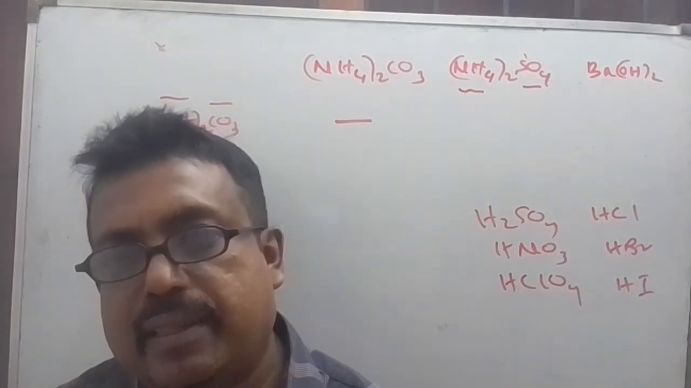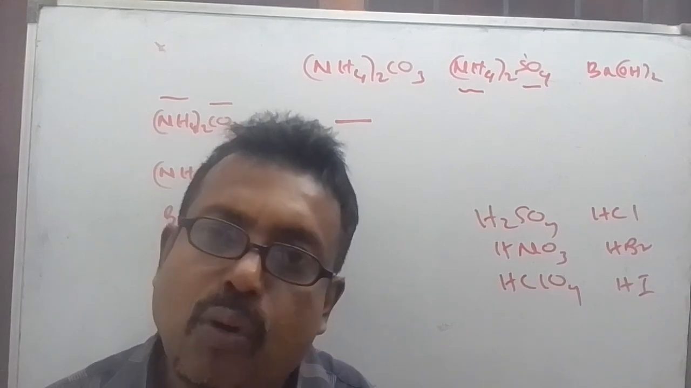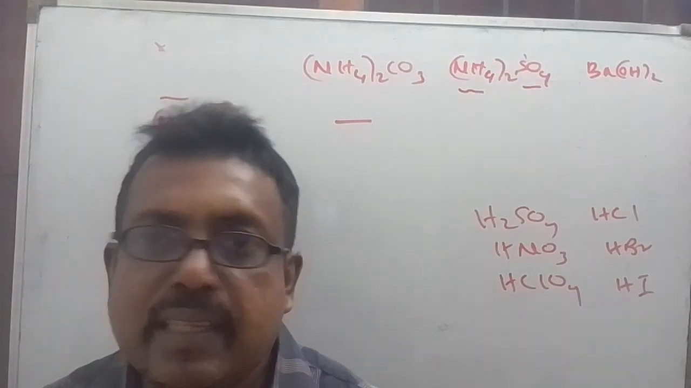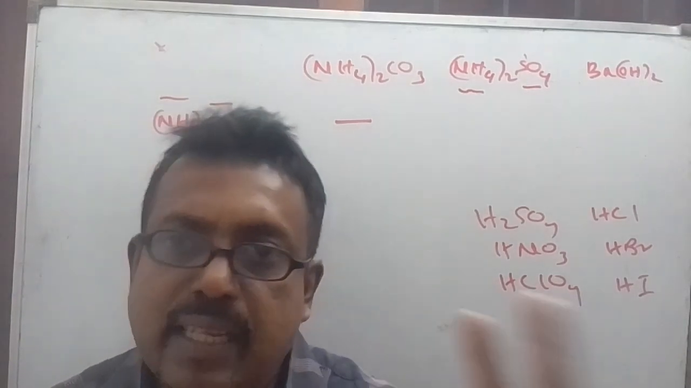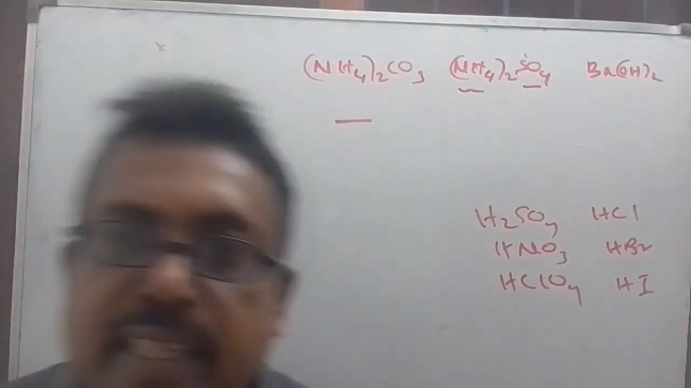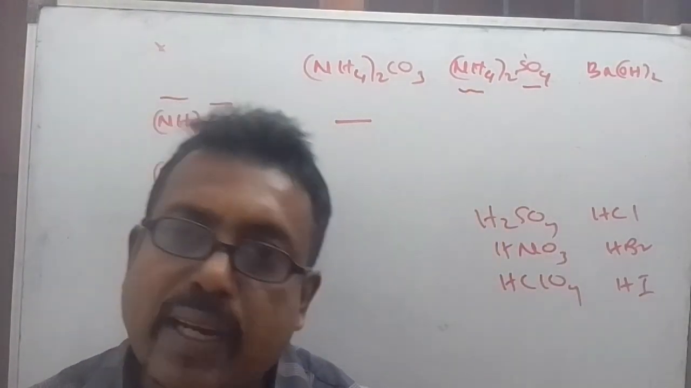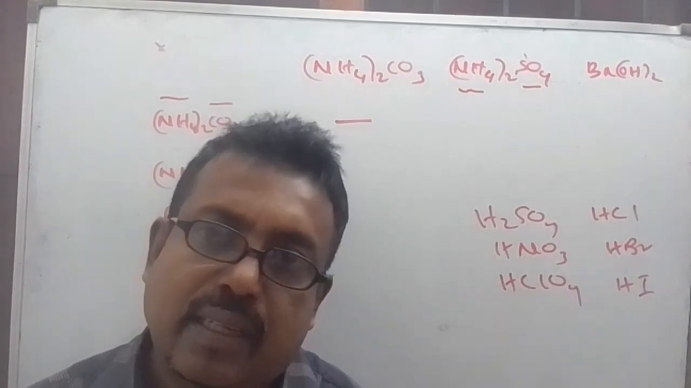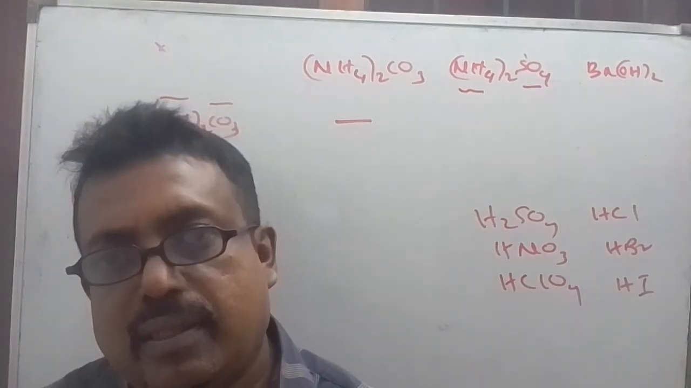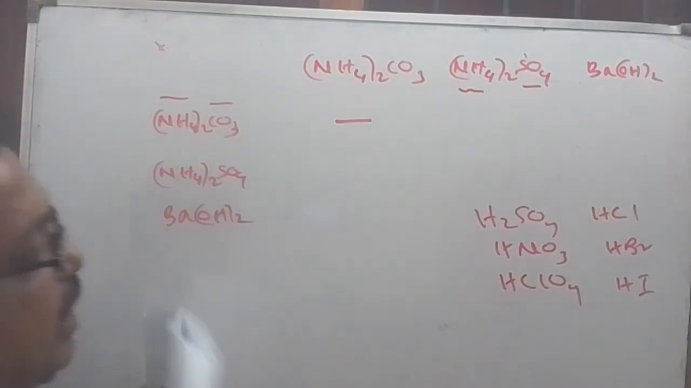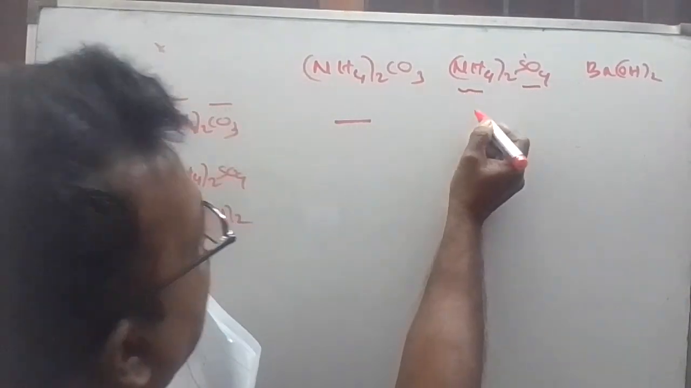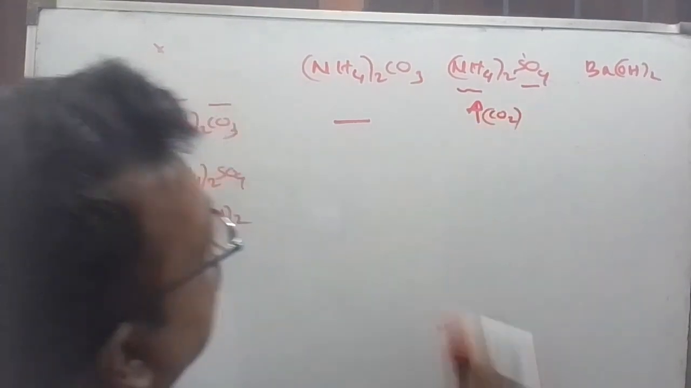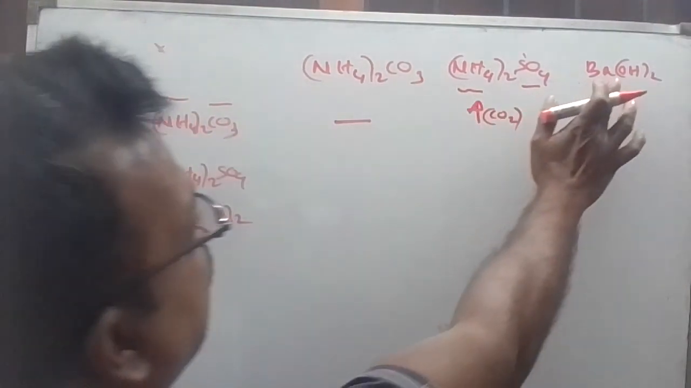What about ammonium carbonate? Ammonium carbonate has both a weak acid and a weak base, so its properties are not clear. But one thing is clear, ammonium sulfate is more acidic than ammonium carbonate. So what can happen when the acid is added to the carbonate? Carbon dioxide can be evolved. Therefore, you can write here gas evolved. That gas is what? Carbon dioxide. Ammonium carbonate, barium hydroxide.